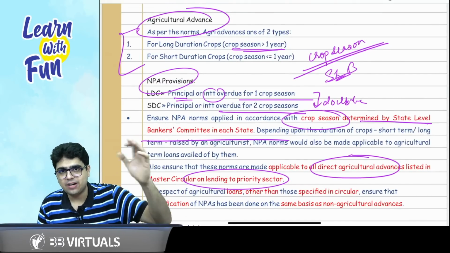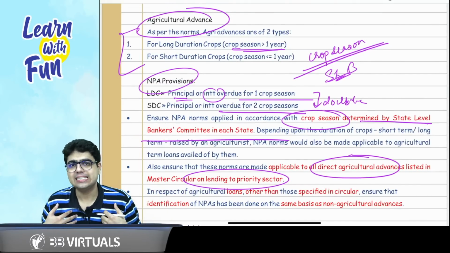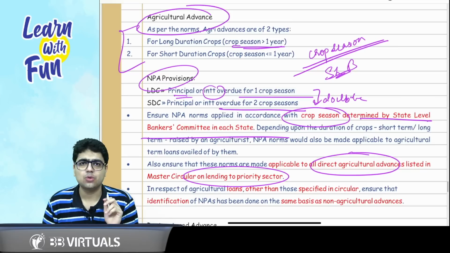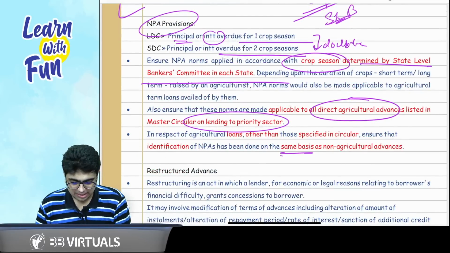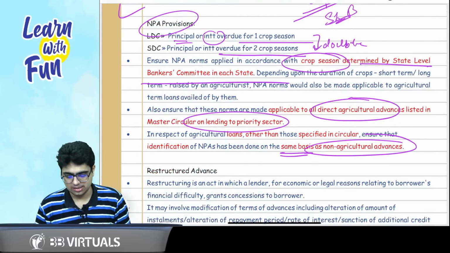Sir, if there is an advance which we feel is an agricultural advance but not covered by the circular? If it is not covered by the circular, it will be treated as a regular advance and it will be classified as NPA on the same basis as a non-agricultural advance.